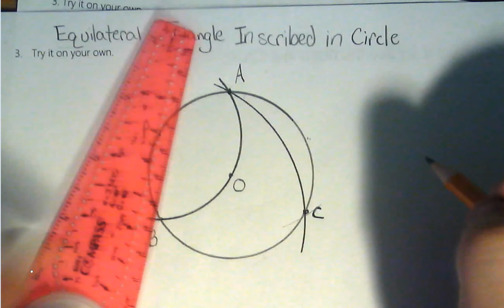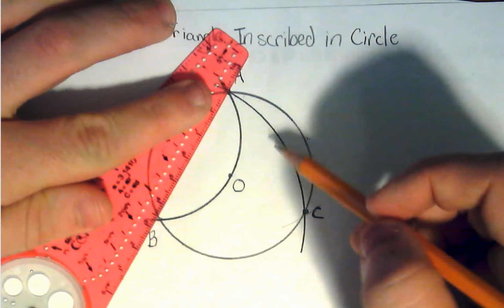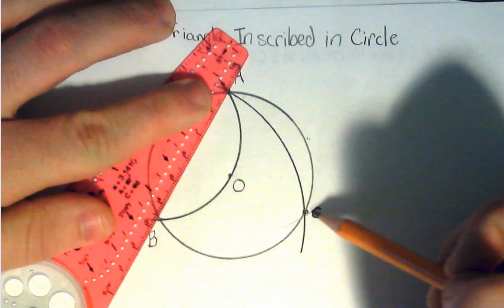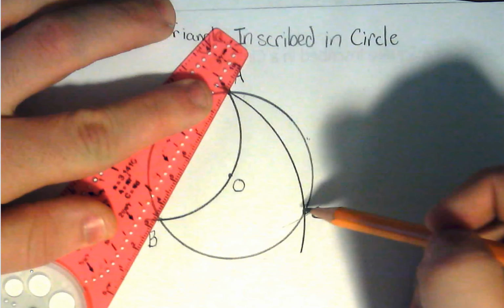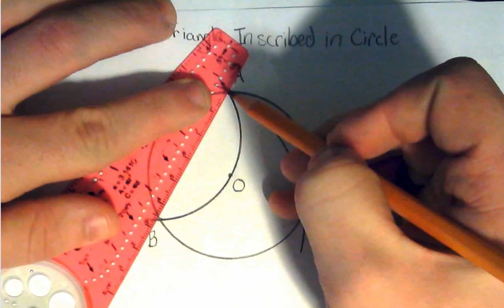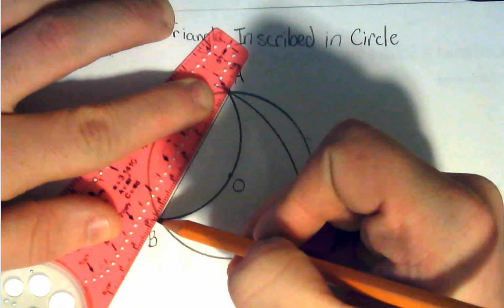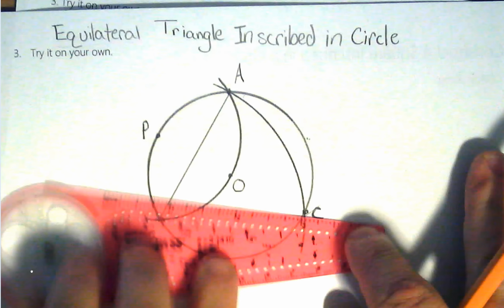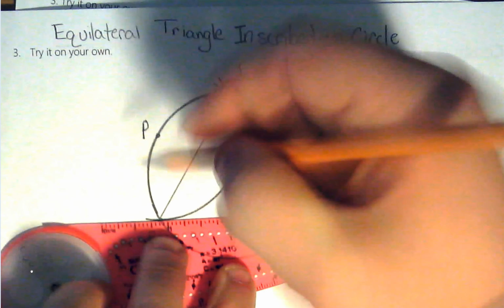Now if I connect up these 3 points, what I should then have is an equilateral triangle, because the distance from A to B is the same as B to C and is the same as A to C. So that means all sides are congruent, which makes it an equilateral triangle. Let's get those connected up and we'll be done.